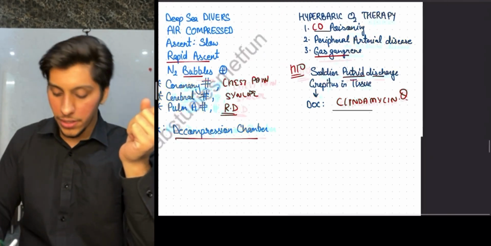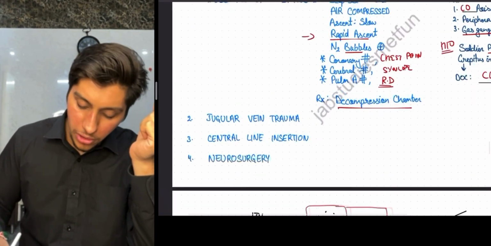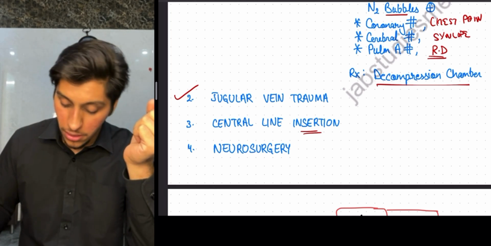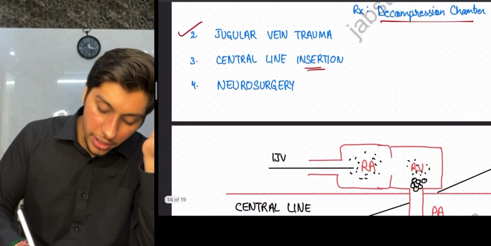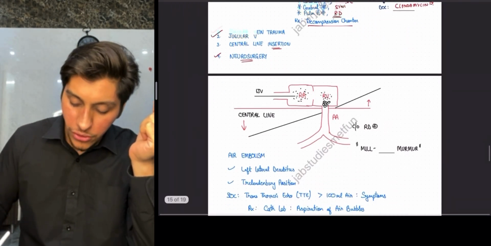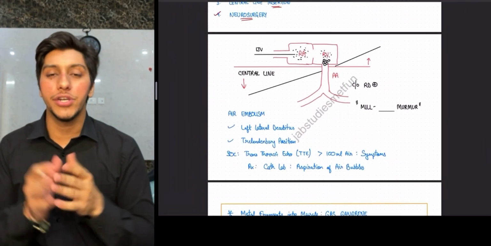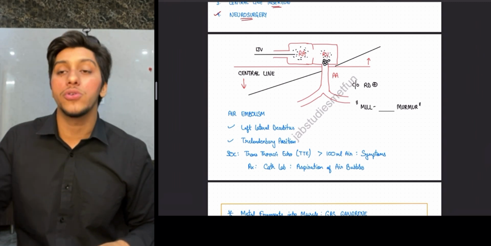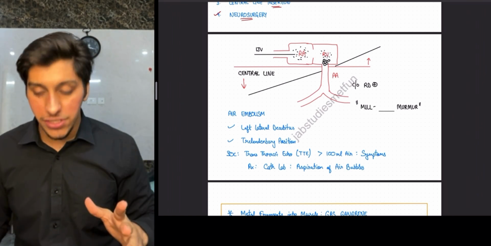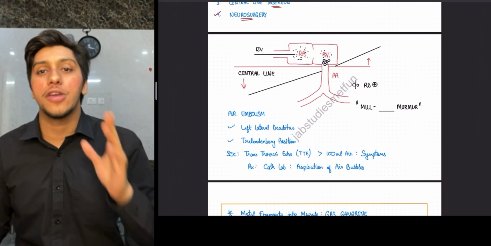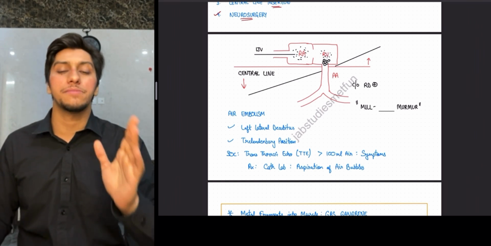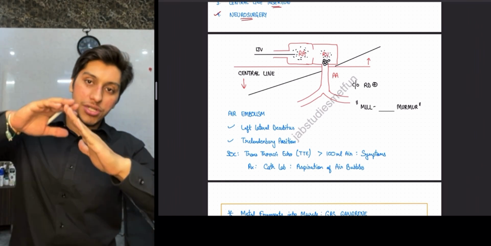Okay. Next, guys, another cause of air embolism can be jugular vein trauma. Central line insertion also can cause air embolism, and another cause can be neurosurgery. All right. So those are the causes, guys. Now, a very important thing we need to know is the management of air embolism. First thing is positioning, and the positioning is going to be the left lateral decubitus position or the Trendelenburg position. Trendelenburg position basically means your head is in a declined position and your legs are up.